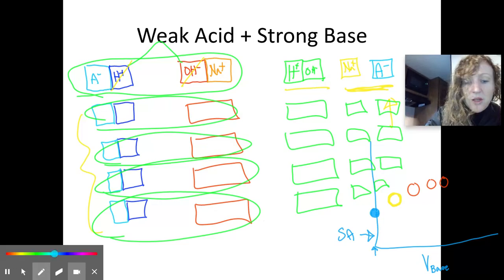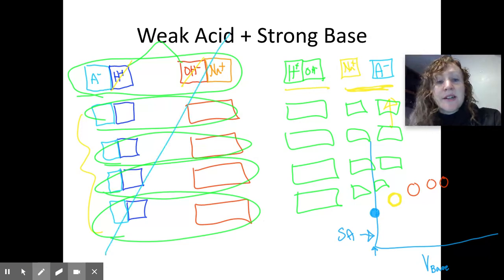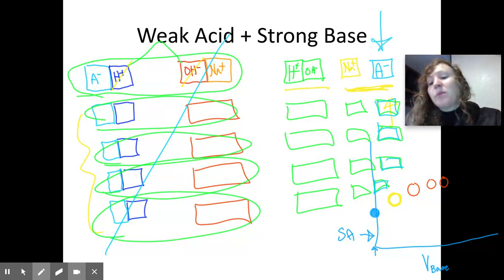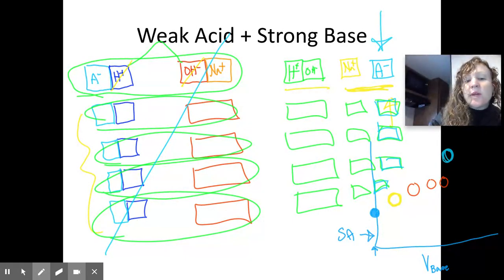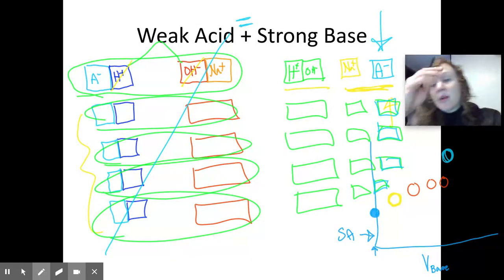Okay, so all of a sudden, you don't have any strong base or weak acid left. You have water, you have your sodium ion, and then you have your conjugate base. The only thing affecting pH right now is your conjugate base. So this is at our equivalence point. Our equivalence point is when we have added the same amount of weak acid and strong base.